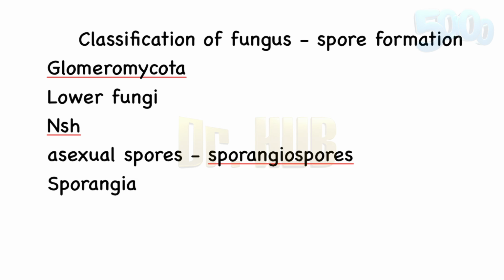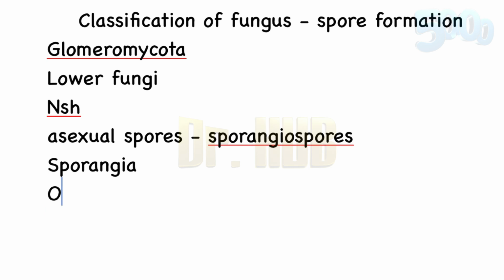Next, the sexual spores are known as the zygospores or the oospores. So remember it as ZO, which stands for the zygospores as well as the oospores. So this is Glomeromycota.